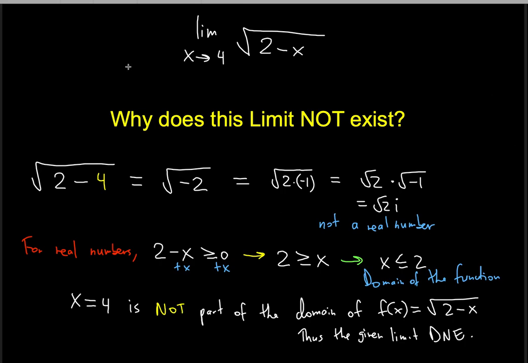The target value, the value that the x approaches, must be part of a domain in order for the potential for the limit to exist.